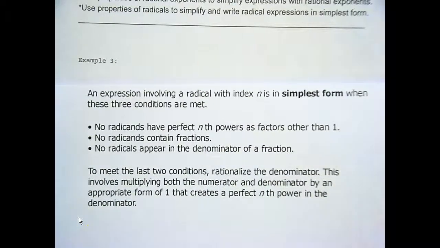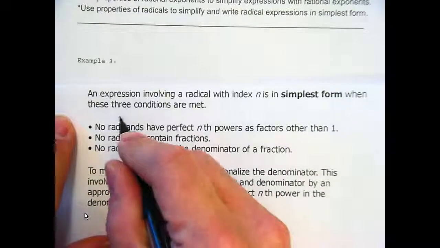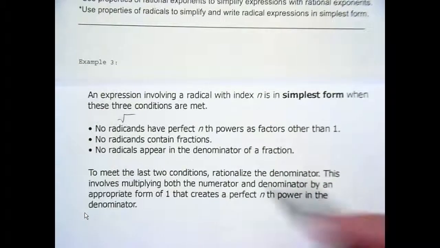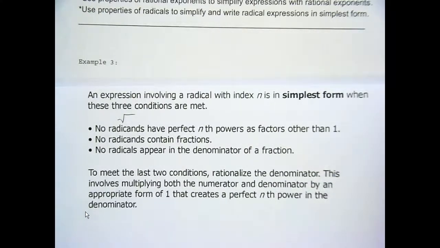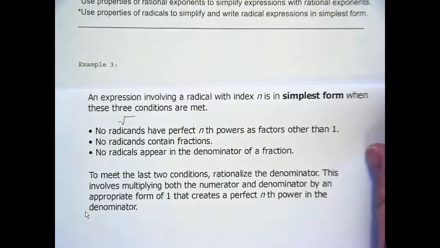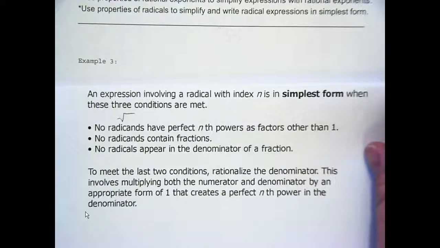An expression involving a radical with index n is in simplest form when these 3 conditions are met. No radicands have perfect nth powers as factors other than 1. No radicands contain fractions. No radicals appear in the denominator. Those 3 things. So, to meet the last 2 conditions, you have to do what we call rationalizing the denominator, which involves multiplying both the numerator and denominator by an appropriate form of 1. That creates a perfect nth power in the denominator.